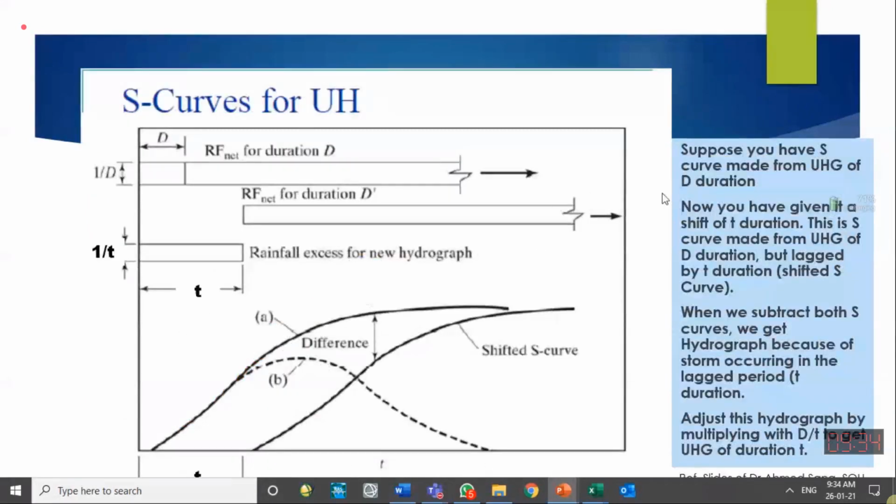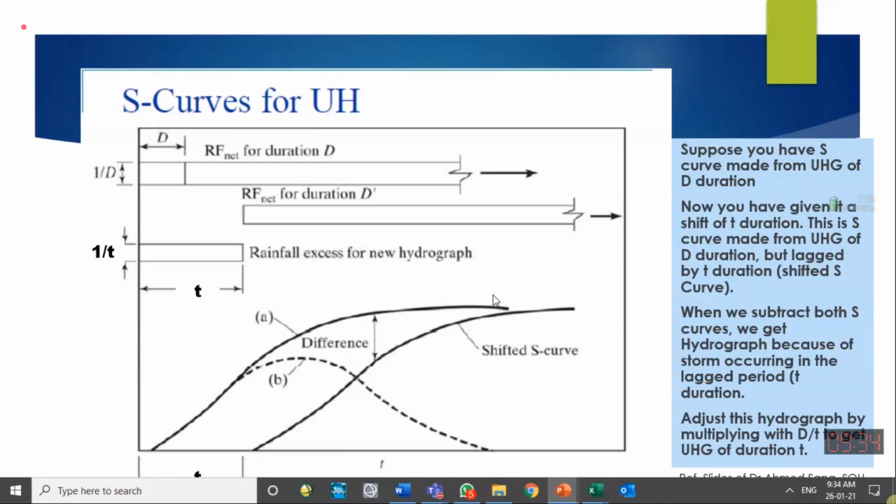Once we have the S curve for a unit hydrograph of D duration, for example this one, we now have to give it a shift of T duration. So give it a lag of T duration, make an S curve with a lag of T duration. T is the duration for which we want to make a unit hydrograph. T is the storm duration for which we are looking for the unit hydrograph. We already have a unit hydrograph of D duration with us.